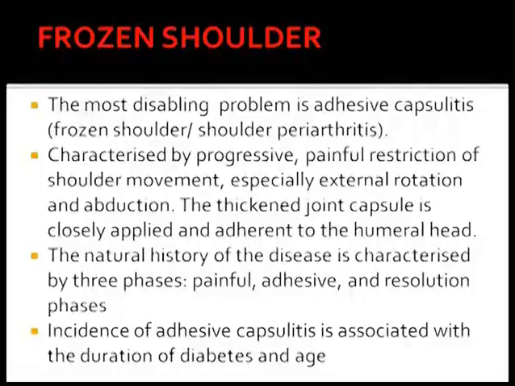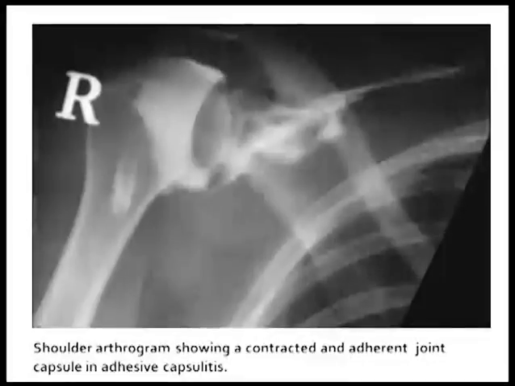There are three phases in the history of shoulder periarthritis. First is the painful phase, where there is severe pain. Then there is an adhesive phase, and then there is a resolution phase. The incidence of adhesive capsulitis is associated with the duration of diabetes and age of patient. So elderly patients or patients who have got diabetes for longer duration have got more frequency of this condition. Now this is an X-ray which shows classically a contracted adherent joint in the second phase of periarthritis because it has not been managed properly in the first phase.